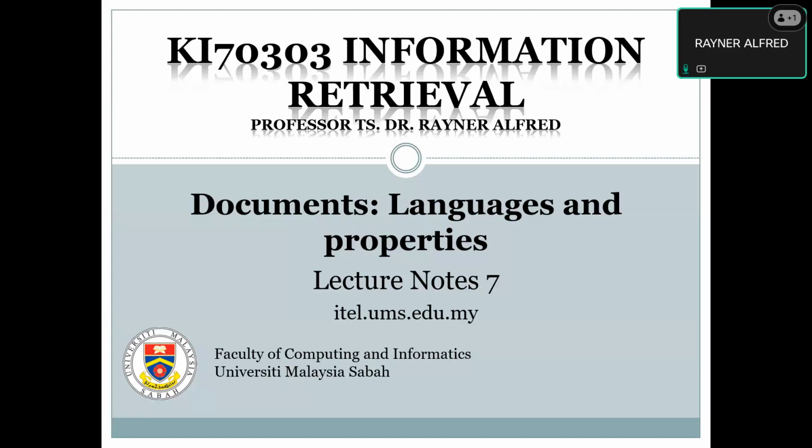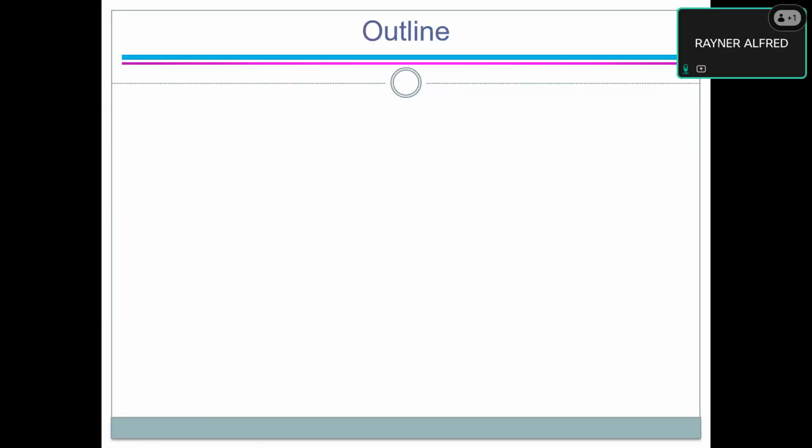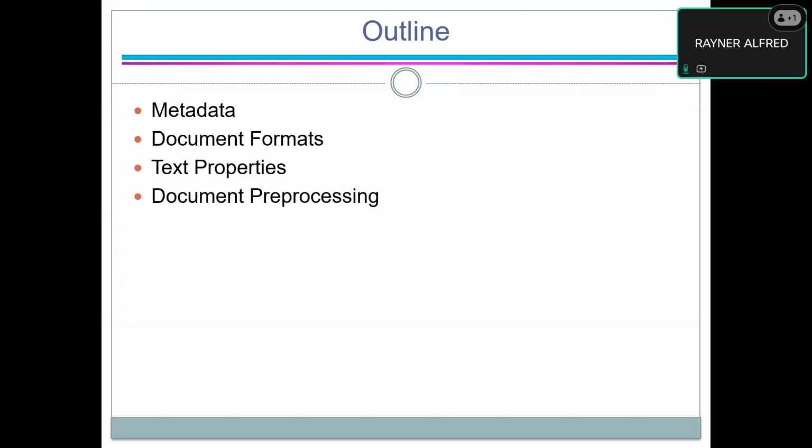So for us human beings, we can understand by reading, but when we present the document to the system or to the computer, they need some kind of guideline. Okay? So what we will discuss today will be metadata, document format, text properties, and document pre-processing.